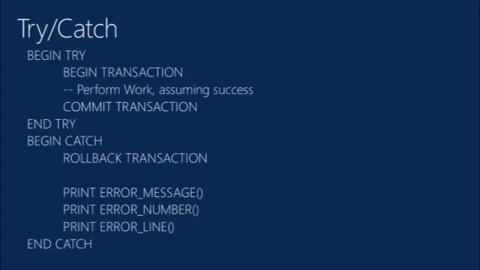That's exactly what try-catch is going to do. So I've got begin try. I'm going to start up maybe a transaction, and I'm going to do my work assuming success. I'm never going to get to the next line unless the one before it succeeded. So the only way that I'm getting to my commit transaction is if everything else worked. If it didn't, then we're going to wind up inside of the catch block.